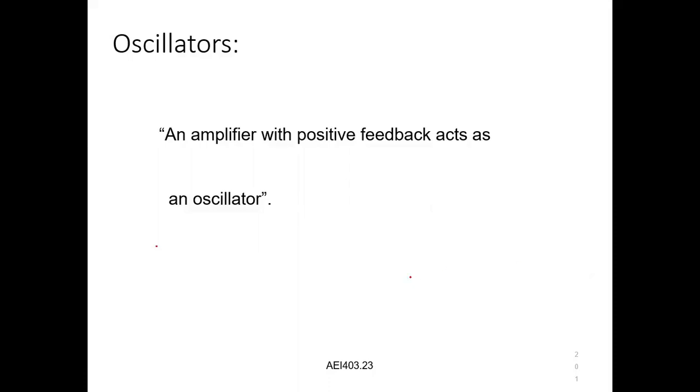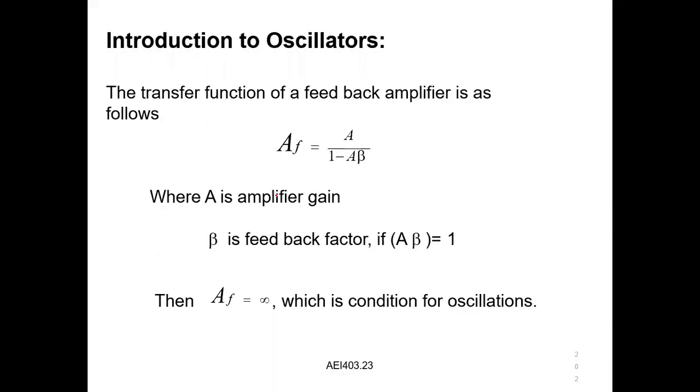Unit number 1, analog electronics. This is the last chapter of unit number 1. In this chapter, we are going to discuss the oscillators. That is, we are going to generate signals without input. An amplifier with positive feedback acts as an oscillator. This is the basic definition. The amplifier with positive feedback acts as an oscillator, that is, it will produce more signals.